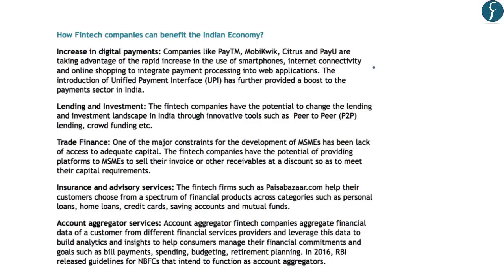Now, after understanding some of the innovative products which have been designed by these fintech companies, let us understand briefly the benefits of these fintech companies to the Indian economy. First in this line is the increase in digital payments, and we know that companies like Paytm, MobiKwik, etc. are taking advantage of the rapid increase in use of smartphones, internet connectivity, etc. Further, the introduction of the Unified Payments Interface has provided a boost to the payment sector in India, and that is being leveraged by these fintech companies. The second advantage is lending and investment, and we know that it is boosting peer-to-peer lending and crowdfunding, etc. The next benefit is trade finance, and that is likely to benefit the MSME sector.